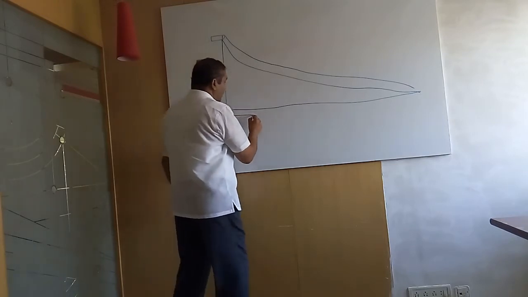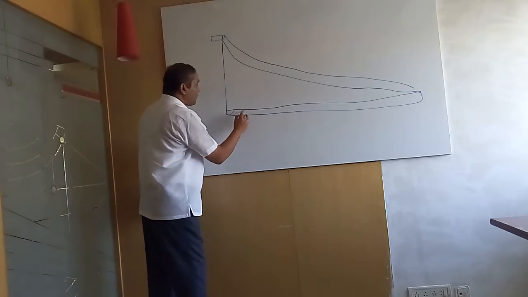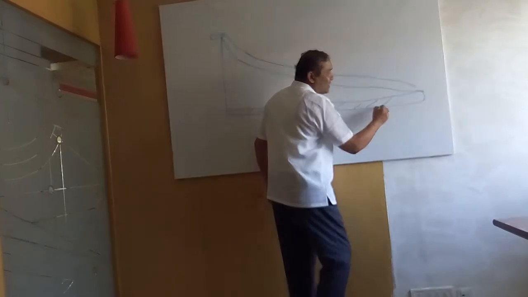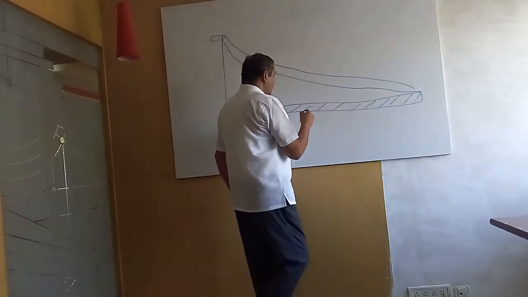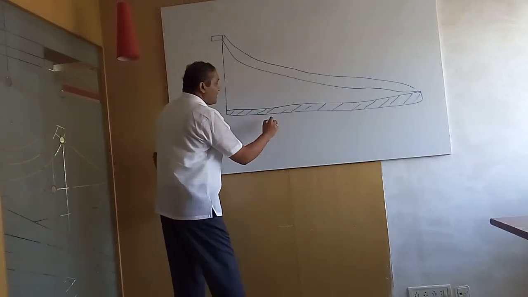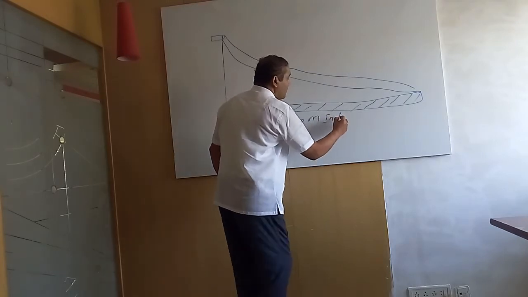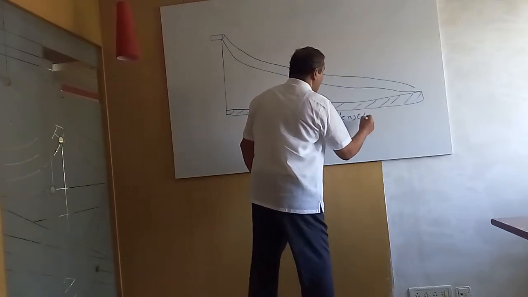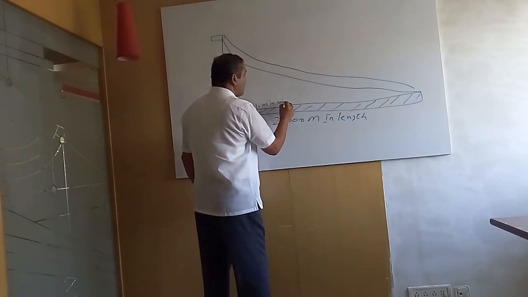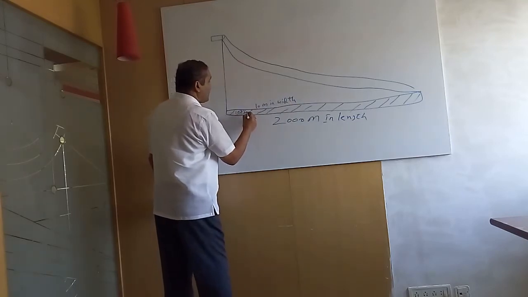So the bottom side is completely filled with water. The depth is 1 meter, 10 meters in width, and 2 kilometers in length. That is 2000 meters in length, 10 meters in width, 1 meter in depth.